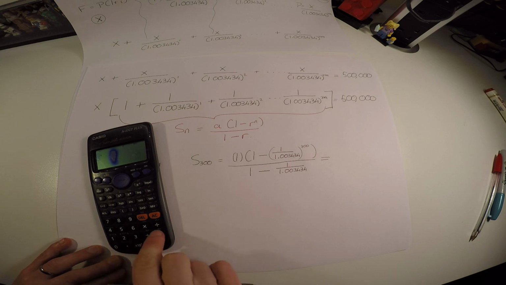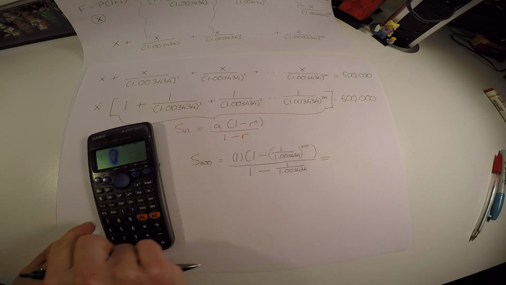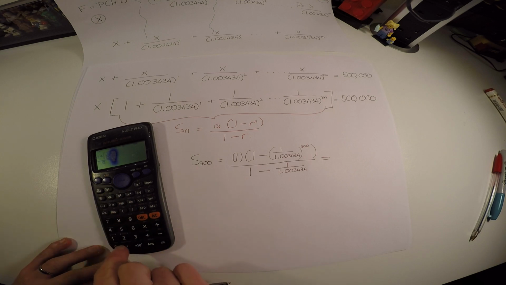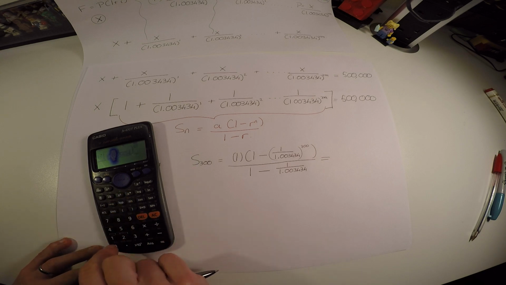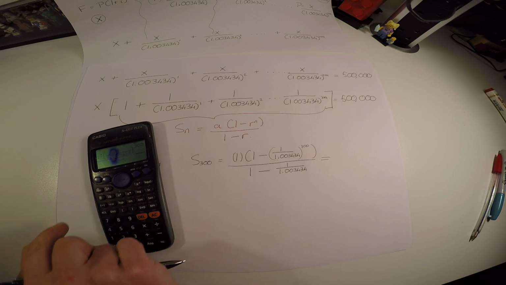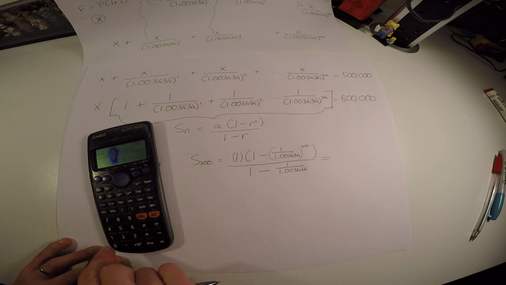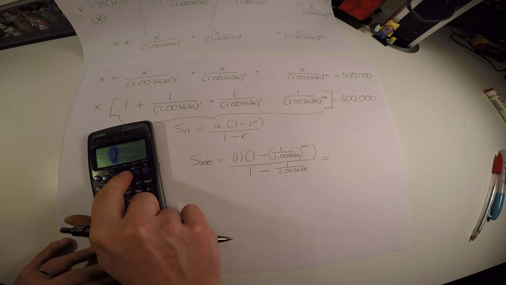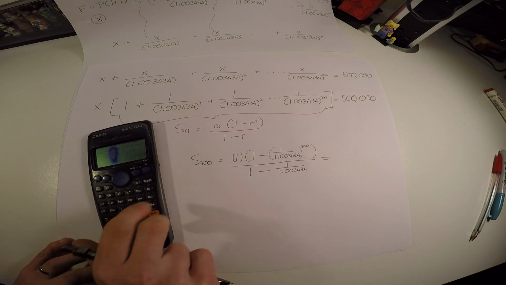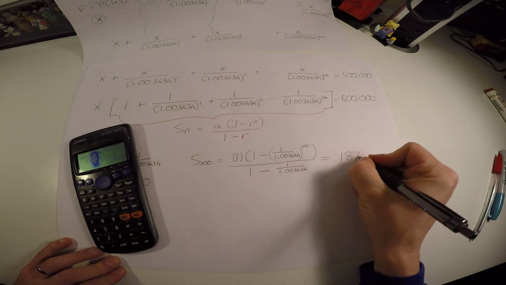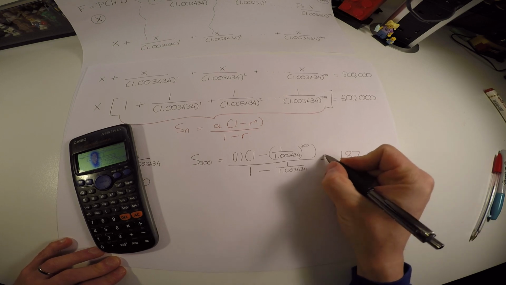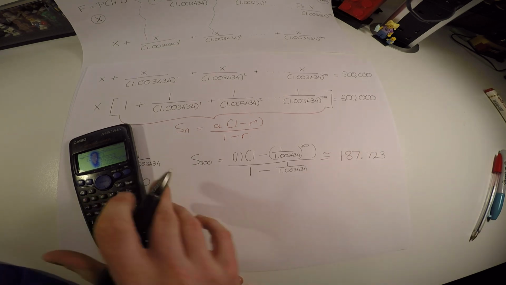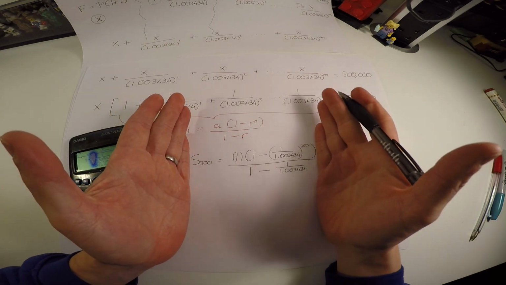Well, on the top line I get 1 minus, and then I'll open a bracket, another fraction, 1 over 1.003434, and that's to the power of 300. And underneath I get 1 minus another fraction, 1 minus 0.003434 equals, I get this like 187.72. Let's go to 3 decimal places. So approximately this.